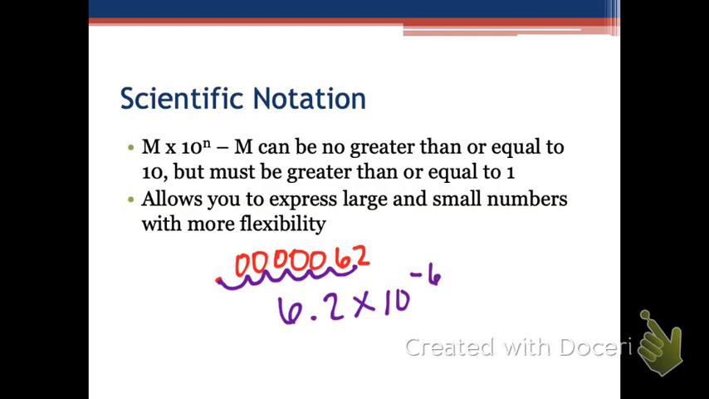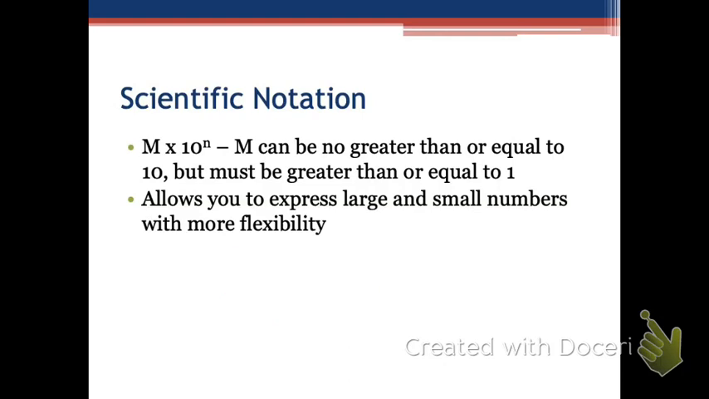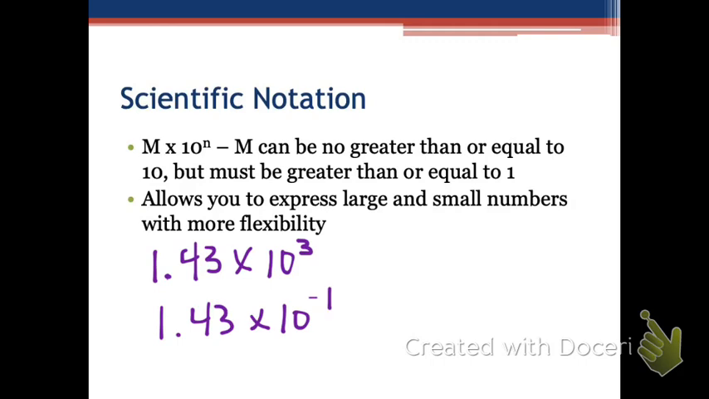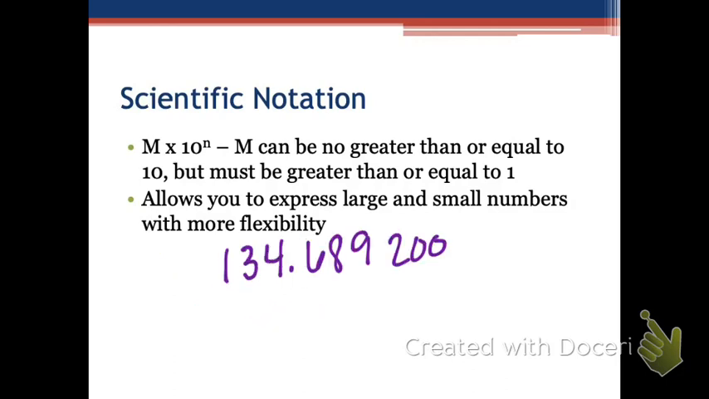So let's practice a couple. I want you to write this number for me: 1.43 times 10 to the 3rd and 1.43 times 10 to the negative 1st. I want you to write both of those numbers for me. Expand those out of scientific notation and write them in their full value.